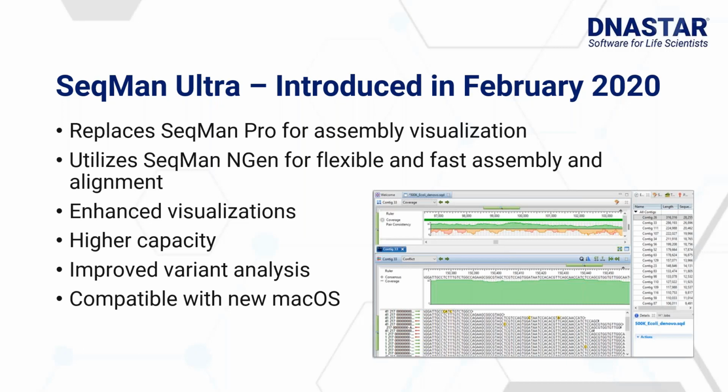And SeekMan Ultra uses SeekMan Engine for assembly. So if you've used DNASTAR software for next generation sequencing, you might be familiar with SeekMan Engine. That's being used now to assemble all data. So whether you have Sanger data, next gen sequencing data, or long read data, all the assembly happens in SeekMan Engine, and then the visualization happens in SeekMan Ultra.